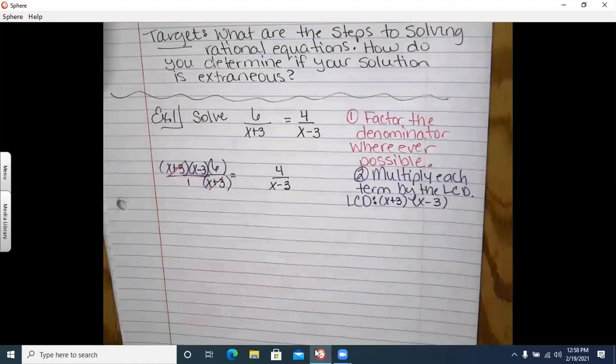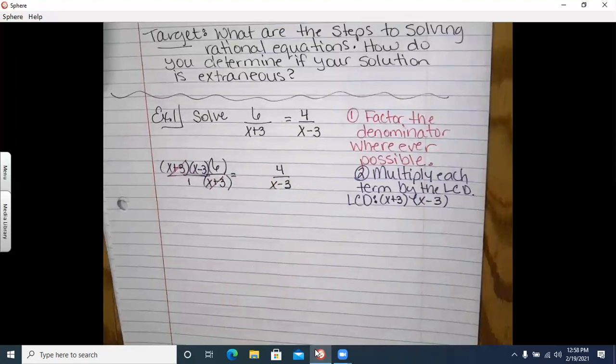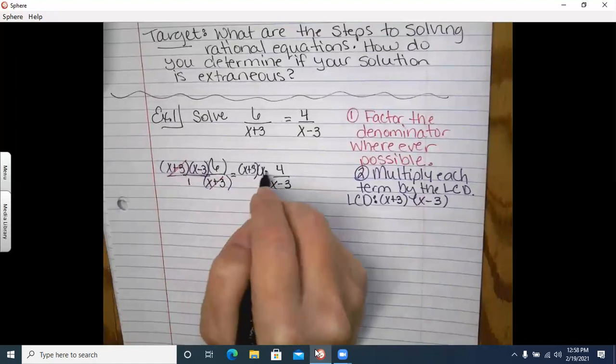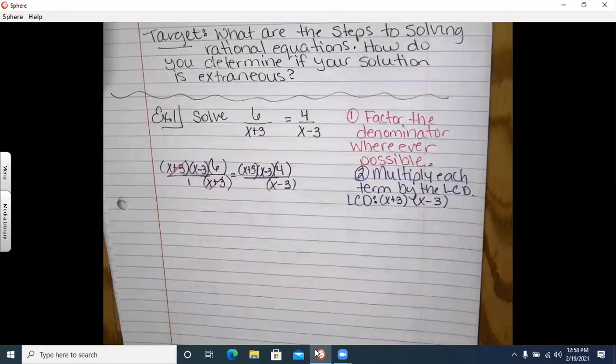Okay, we have to multiply this other term by the least common denominator. So we're going to multiply it by x plus 3 times x minus 3. Think about that as just being all in one fraction. When I multiply, it's times the numerator. Do I have any factors that are identical that I can cancel? Right. X minus 3 divided by x minus 3 is 1.